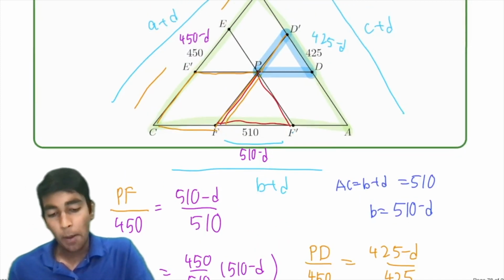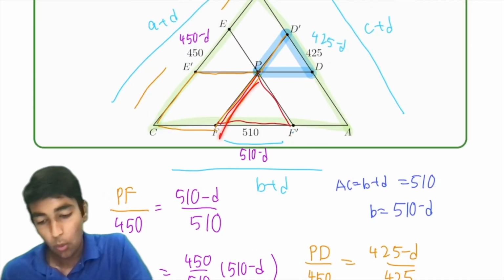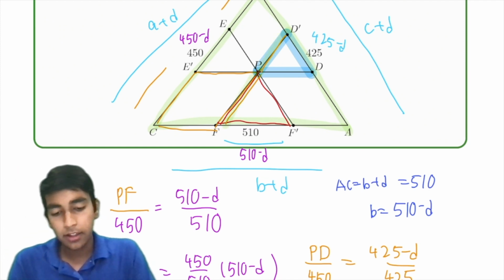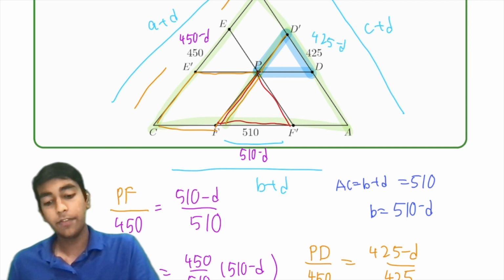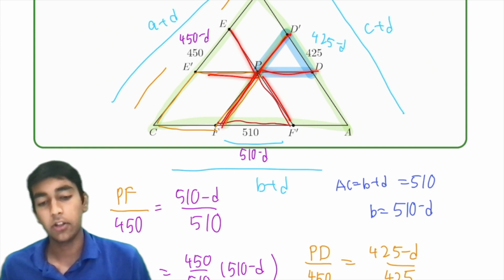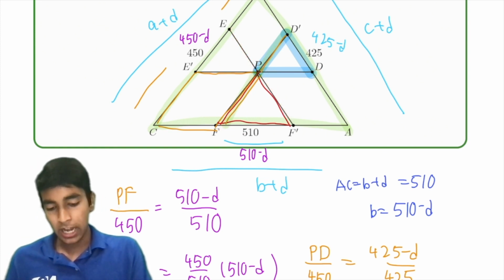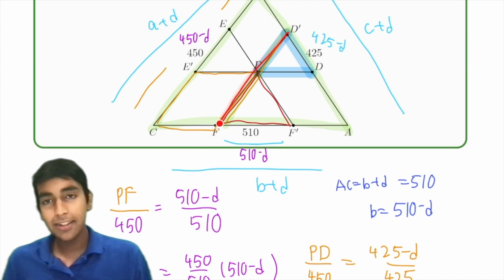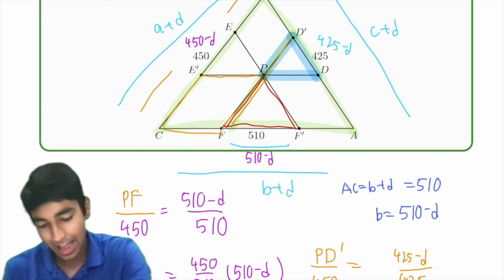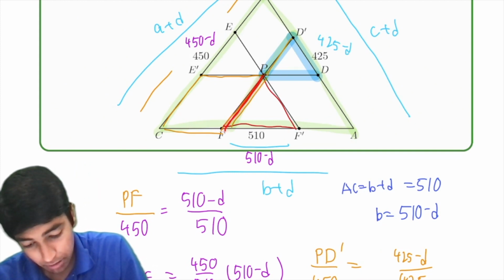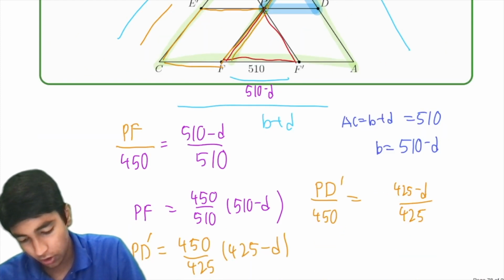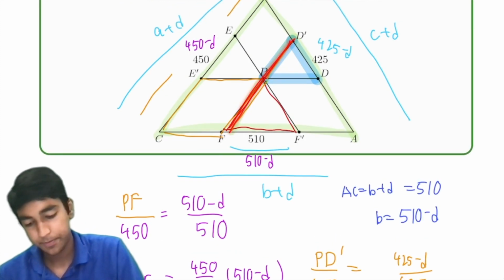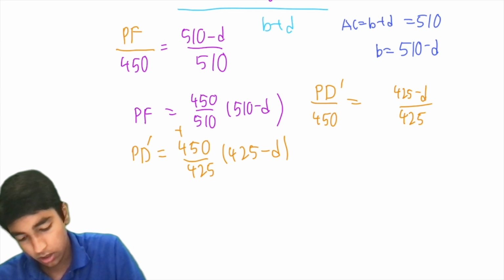Now you might be wondering, why did I arbitrarily choose to find PF and PD? Why did I randomly say, oh, let's find PF and PD? The reason is because we can technically find all of these segments in terms of D using similar triangles, but we don't have to. If we find PF and PD prime using similar triangles, then we know that the total segment is D. So PF plus PD prime, these two quantities over here, will be equal to the entire segment, which is just D. So if we add these up, it's just equal to D.